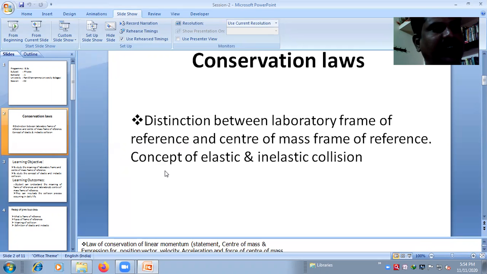The next frame of reference is the non-inertial frame of reference. A frame of reference in which Newton's laws of motion are not valid is called a non-inertial frame. So all the accelerated frames are non-inertial frames of reference.